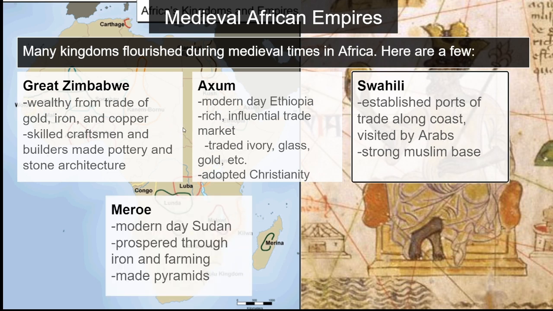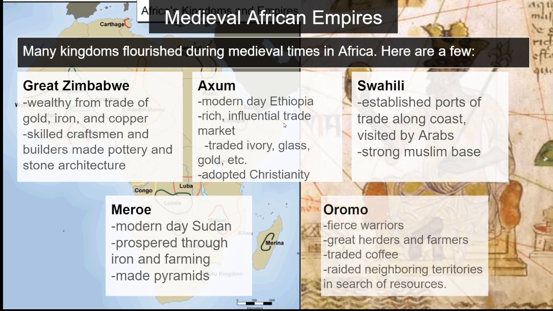Next is Meroe. Wow, this map is different, but it's around here. Modern-day Sudan. They prospered through iron and farming, and they also made some pyramids like the Egyptians.